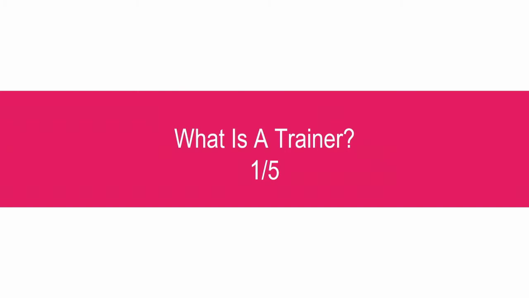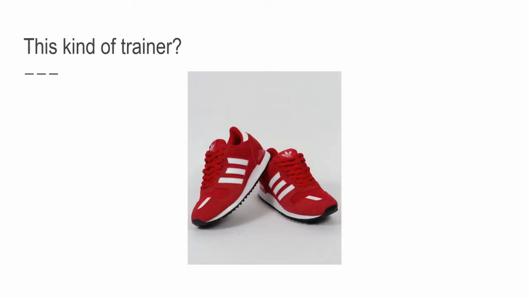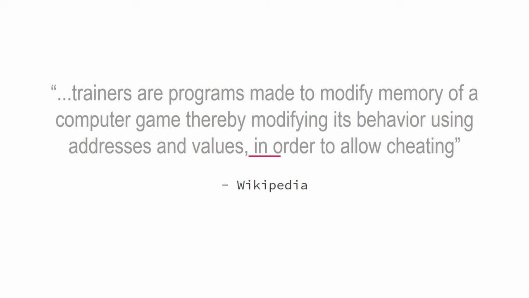So we'll start off with what is a trainer? So is it this kind of trainer? No. So we'll go to Wikipedia. Wikipedia is always a great source of definitions. So Wikipedia says, trainers are programs made to modify memory of a computer game, thereby modifying its behavior using addresses and values in order to allow cheating. It's a pretty awful definition.